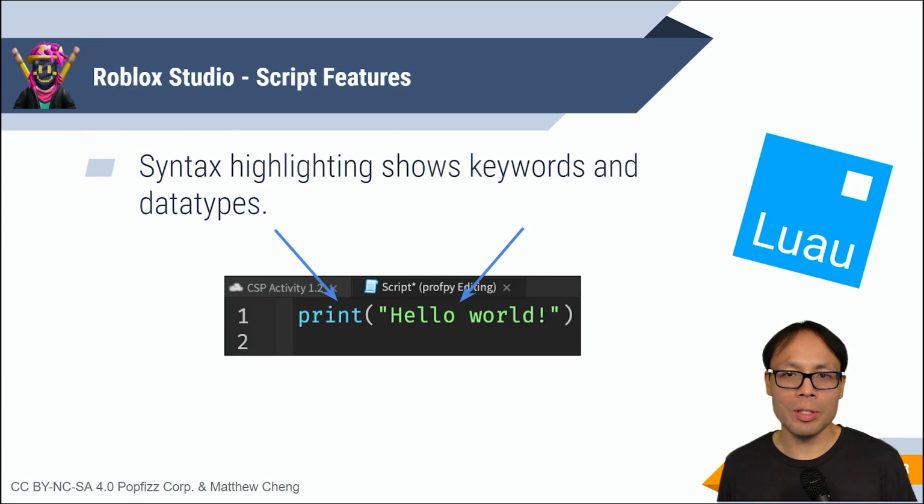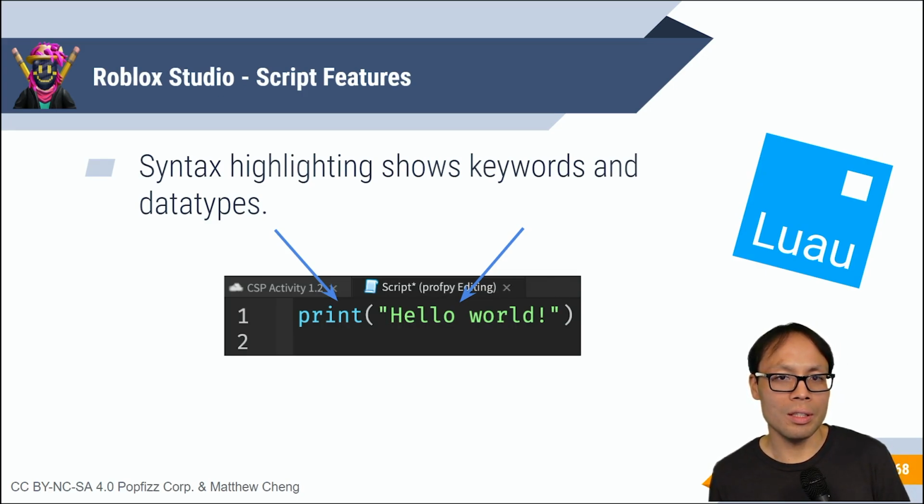In addition, Roblox Studio has syntax highlighting. Syntax highlighting shows keywords and data types. So for example, here we've got print, which is in blue, which is a function. And we also have hello world, which is a string, which is in green, a different color. So again, syntax highlighting is there for you and is helpful to look at the different parts of your code.